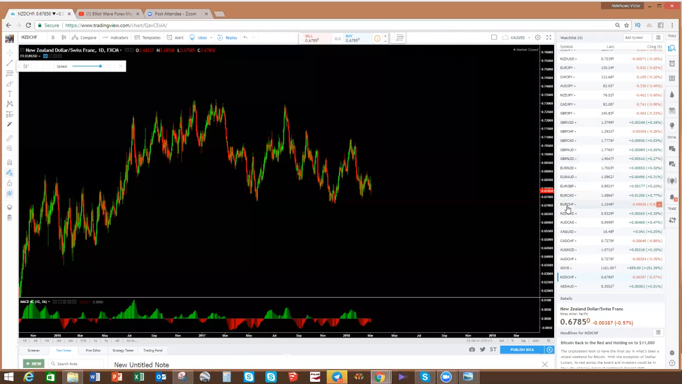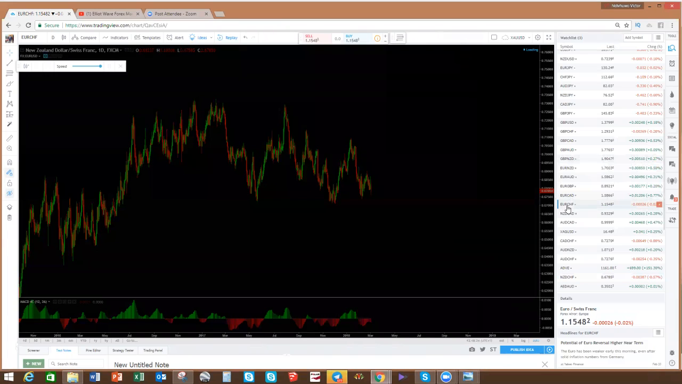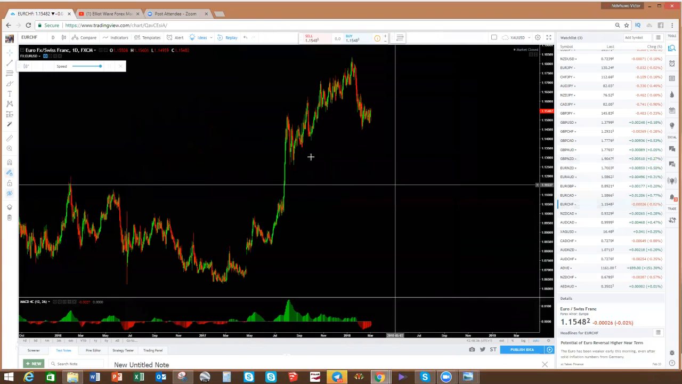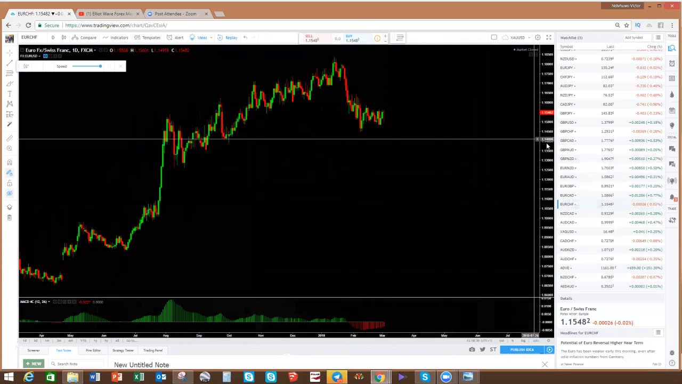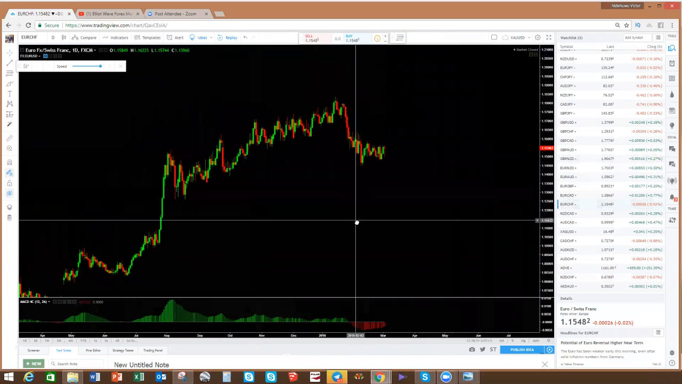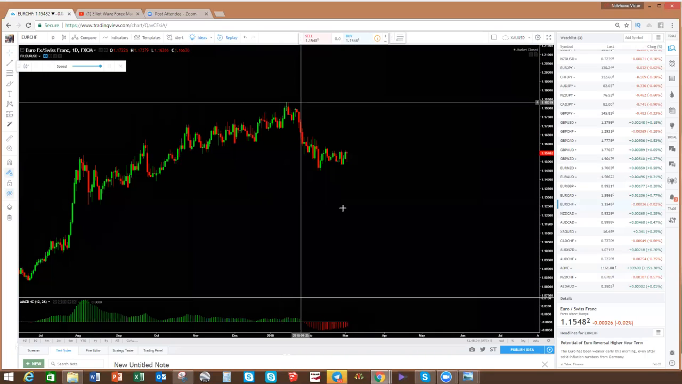Euro CHF, last week it did not have a clear structure, but this week it's nice and clear. Right, so if you remember, similar to Pound CHF, we had this crawling move, ending diagonal there.